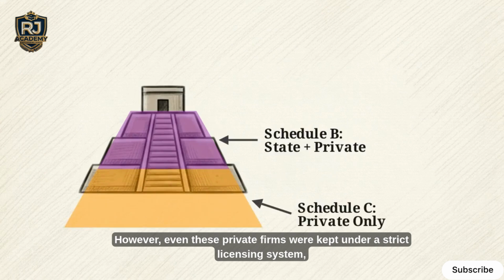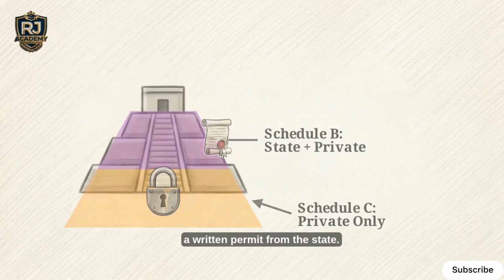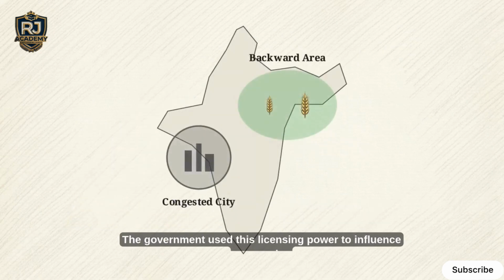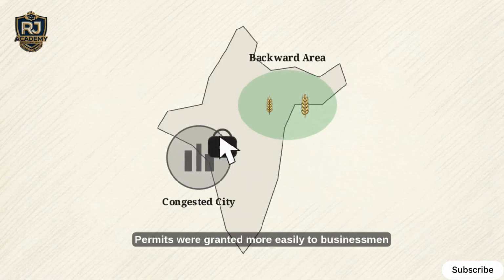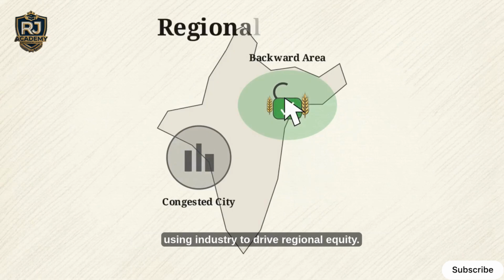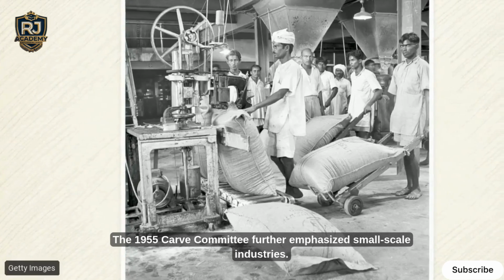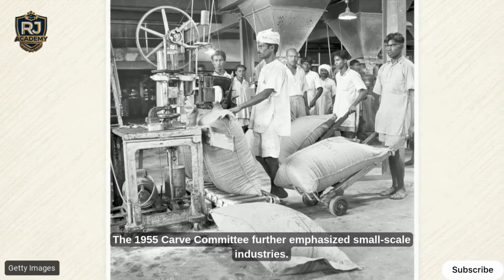However, even these private firms were kept under a strict licensing system. No new factory could be opened or expanded without a written permit from the state. The government used this licensing power to influence geography. Permits were granted more easily to businessmen who agreed to build their factories in economically backward rural areas, using industry to drive regional equity. The 1955 Carve Committee further emphasized small-scale industries.